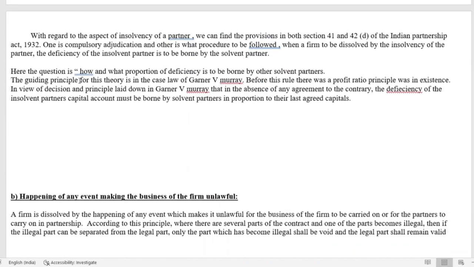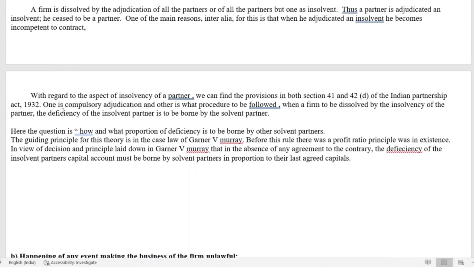With regard to the insolvency aspect, there are certain laws, that is, section 41. One is compulsory adjudication, and the other is what procedure is to be followed when a firm is to be dissolved by the insolvency of the partner. The deficiency of the insolvent partner is to be borne by the solvent partner. That is the normal practice. What should be done when any one of the partners becomes insolvent? One thing is the compulsory winding up of the partnership firm. Then, after the compulsory winding up, what procedure has to be followed with regard to paying the debts and the other aspects that have to be done compulsorily after the winding up? That is the main aspect we have to see.